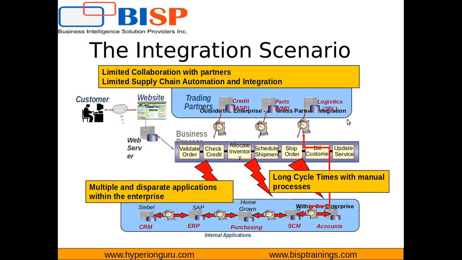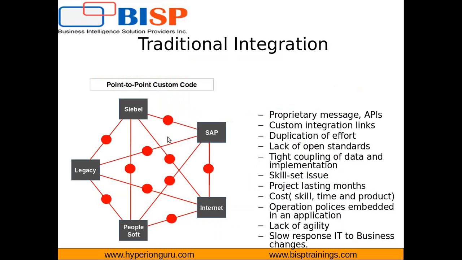Now, how does the traditional integration solve it? The normal solution was point-to-point custom code. Here all the applications, as we saw in our previous slide, are interconnected using custom code, and they follow proprietary messages and APIs. They have custom integration links. So each one talks to the other application. This becomes a very big mesh. There is a lot of duplication of effort.